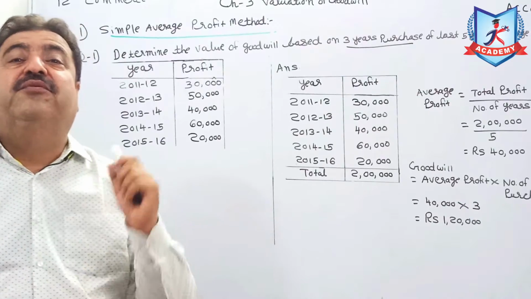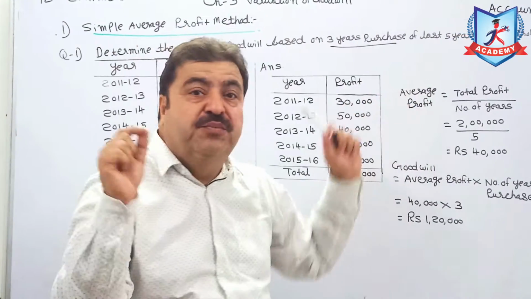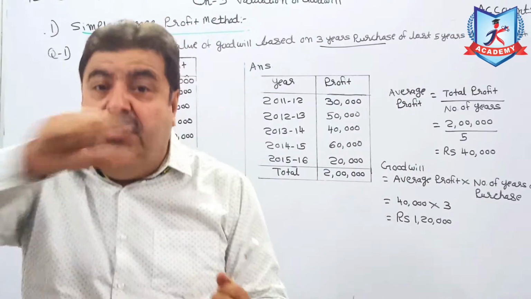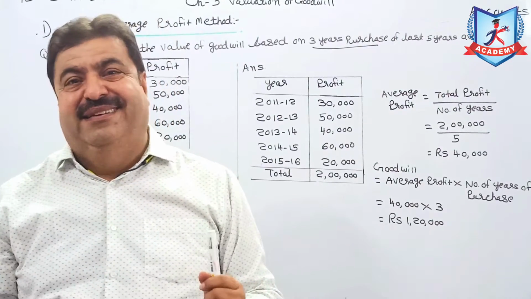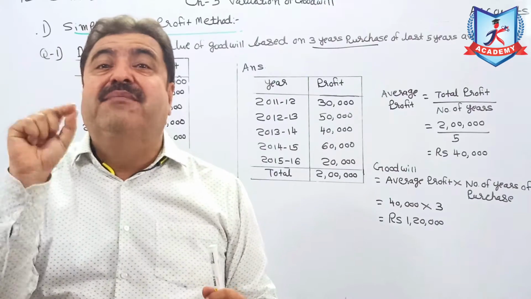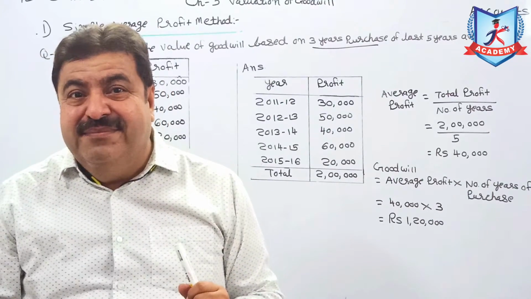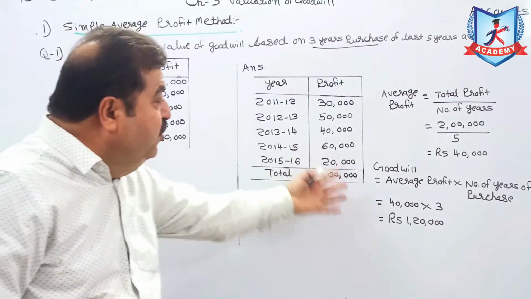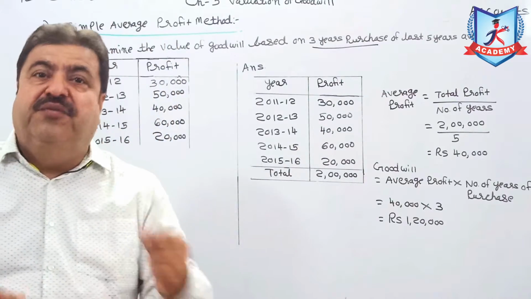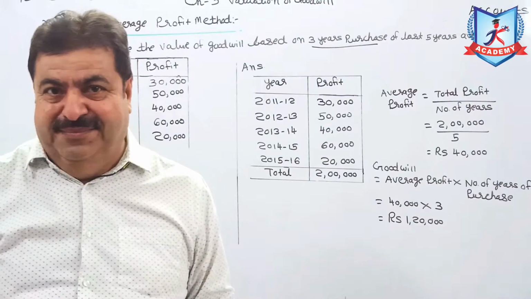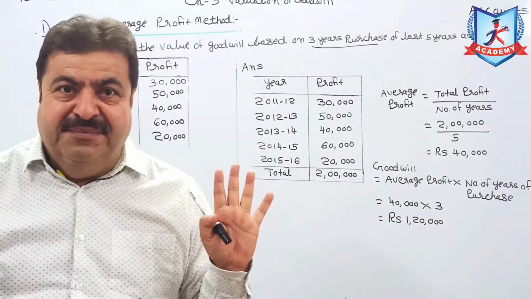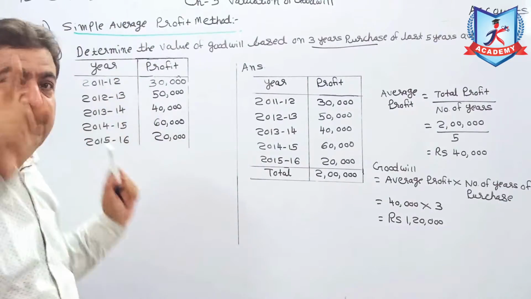So the steps are: first you have to find the average profit. What is the formula of average profit? Average profit is equal to total profit divided by number of years, like sigma x upon n. Then goodwill is equal to average profit into number of times, 3 times, 2 times, whatever. Now, ready for the sum? Okay, first question.